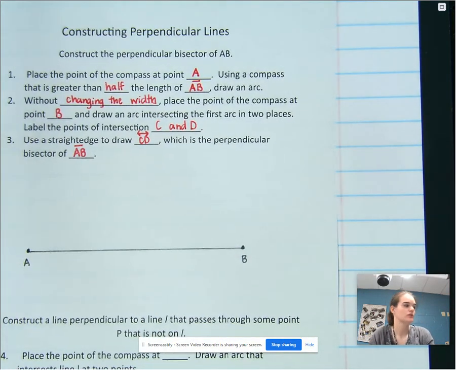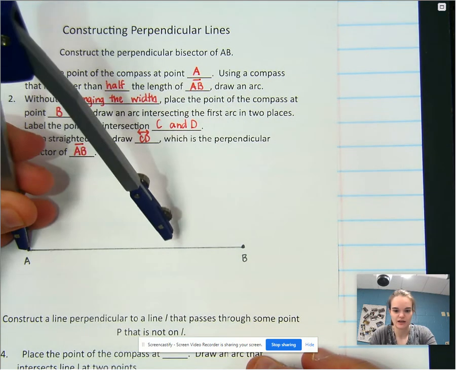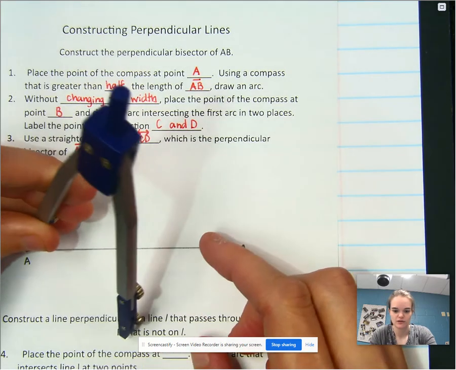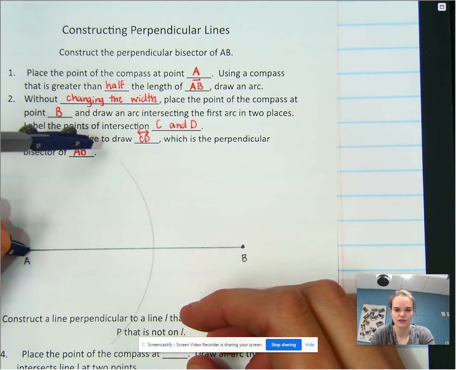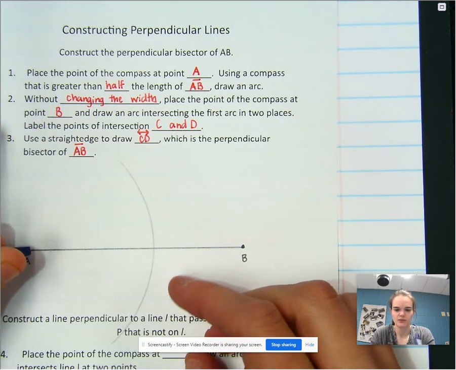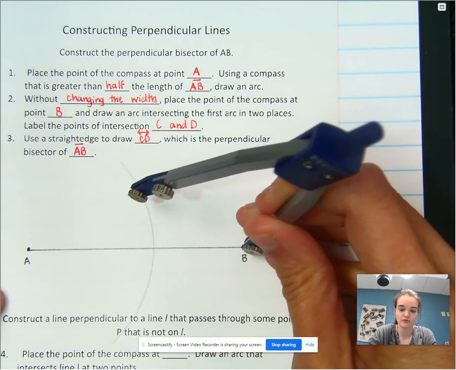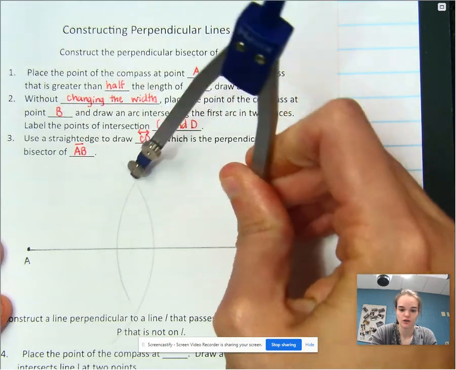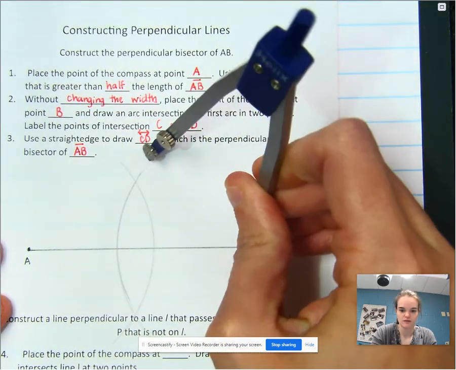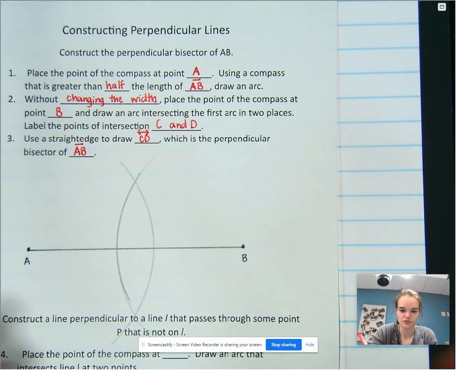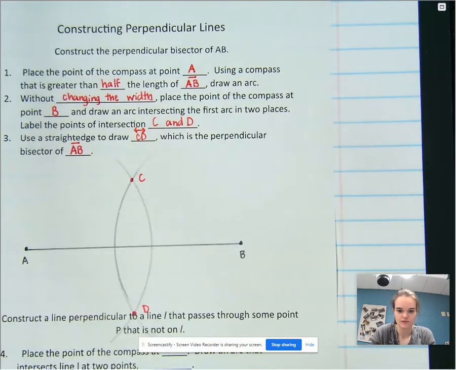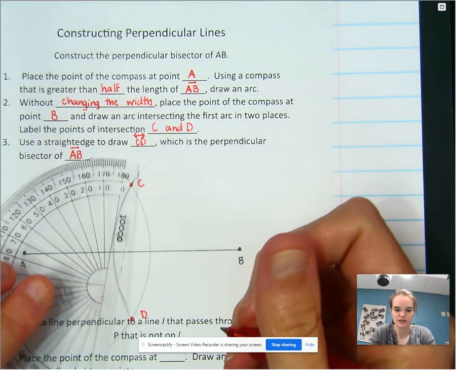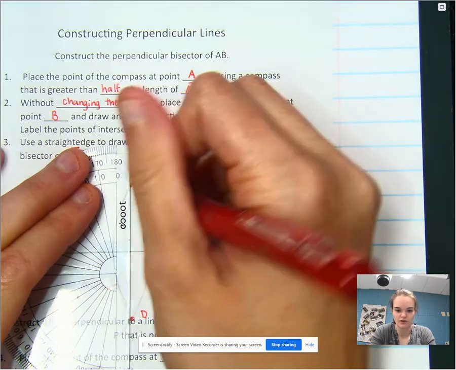Okay, so let's do this. So place the point of my compass at A. It's got to be a little over half. I accidentally go into the other piece, and that's okay. I'll erase what I need to if I have to. Okay, then without changing the width, do the same at B. So we've done this before. Label the intersection points C and D. Use a straight edge to draw CD. That is the perpendicular bisector.